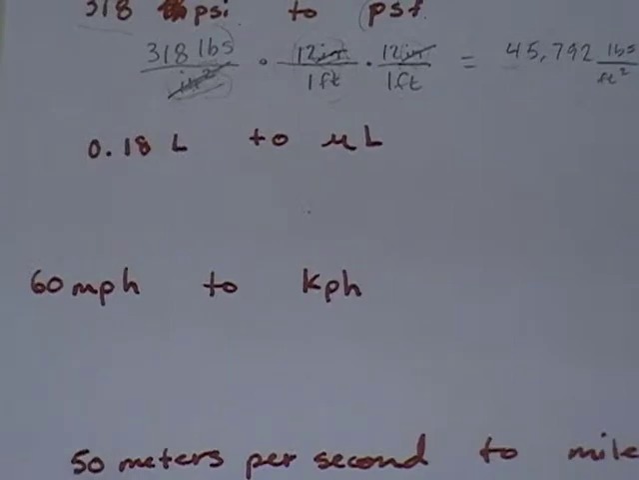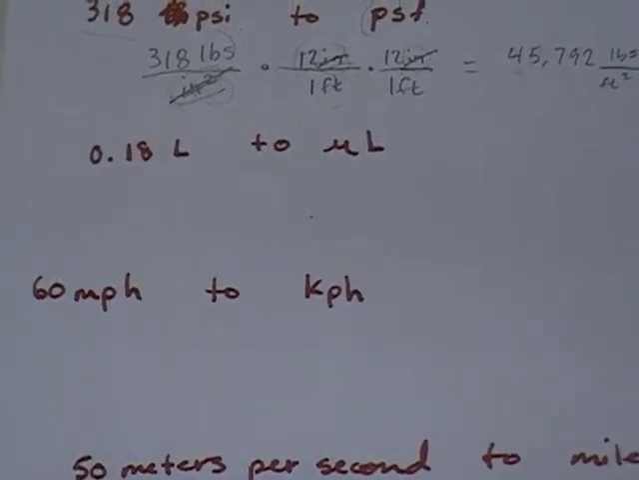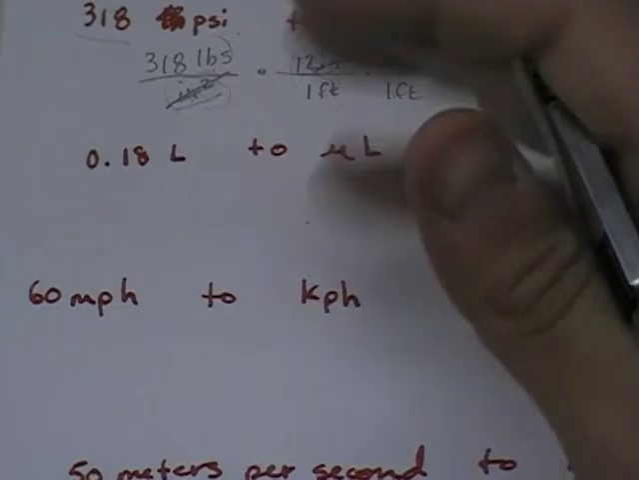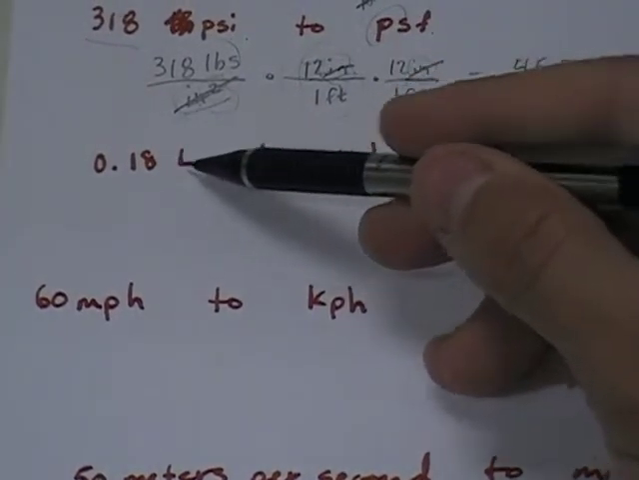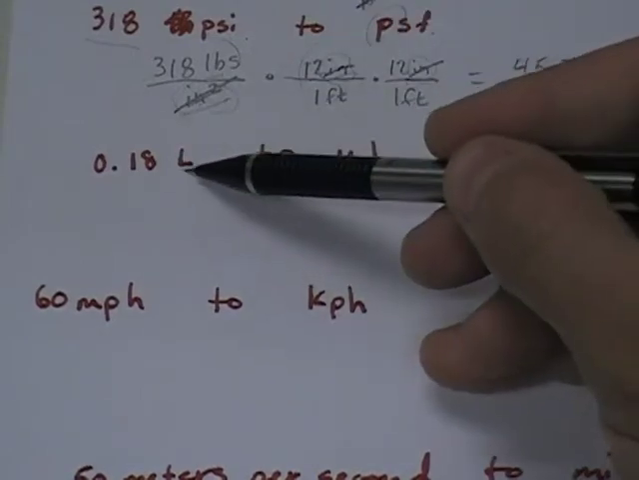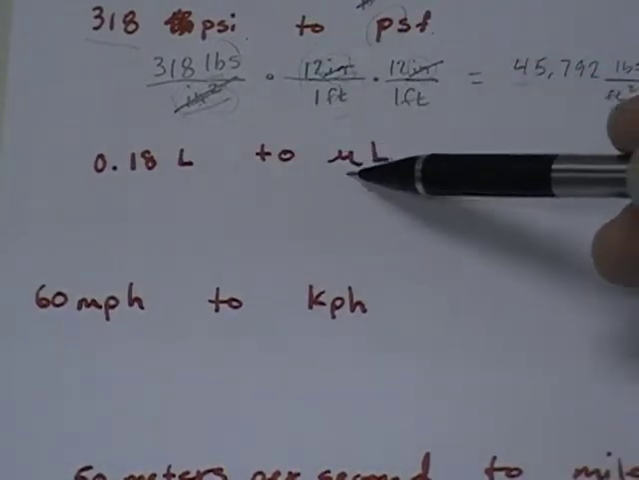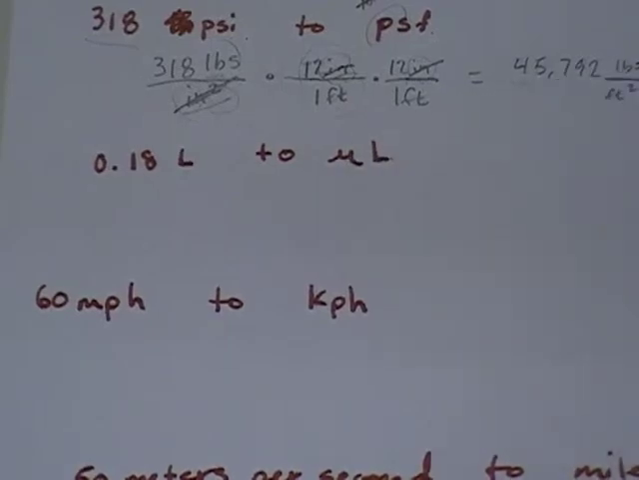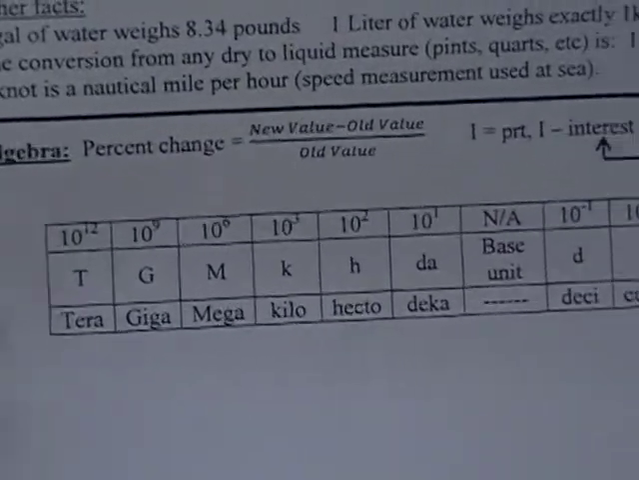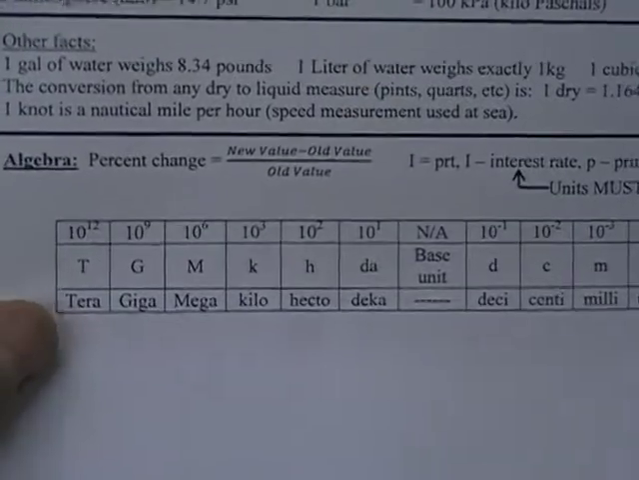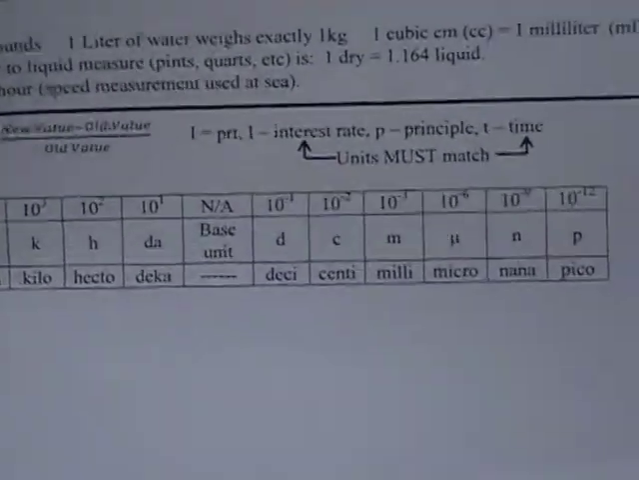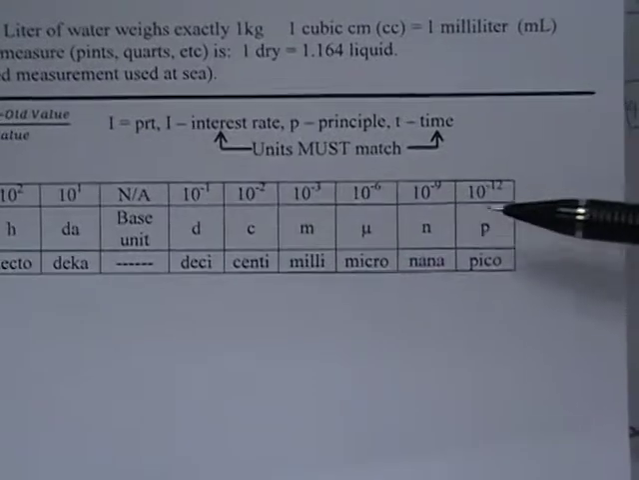How about liters to microliters? 0.18 liters to microliters. Now, the way I do metric system conversions, because this is a metric system conversion, we use prefixes in the metric system. Liters has no prefix. Microliters has a prefix of micro. And on that same sheet that I've given you, you've got this table at the bottom. I'll zoom out just a little bit here. And you see we've got tera, giga, mega, kilo, hecto, deca, deci, centi, milli, micro, nano, and pico.